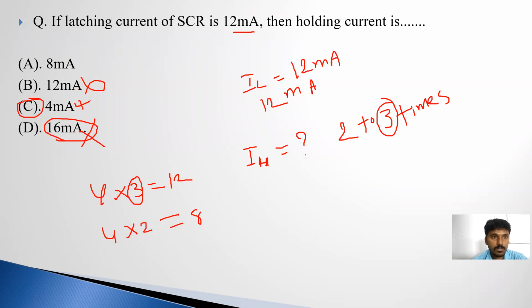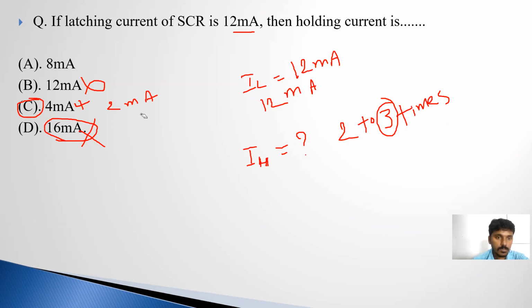If instead of 4 milliamperes they had given 2 milliamperes in the options, then 8 milliamperes is the right answer. If they give 4 milliamperes, then 4 milliamperes is the right answer. Clear? Please remember, again I will explain.